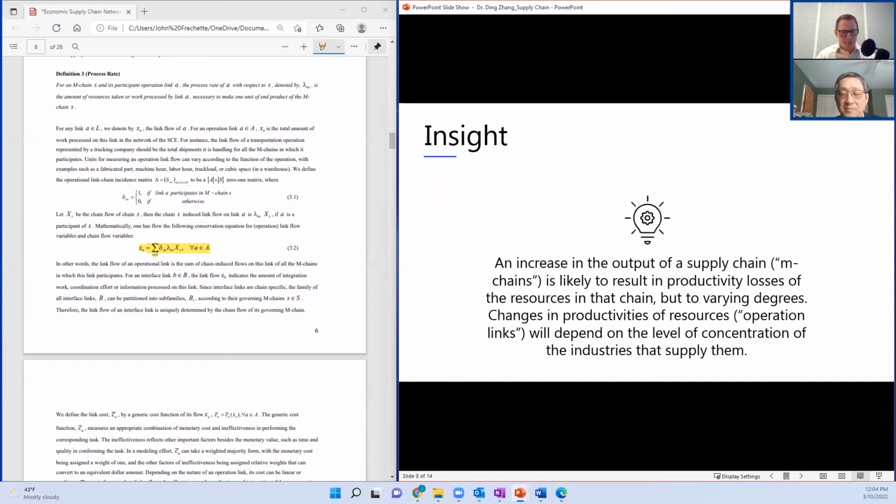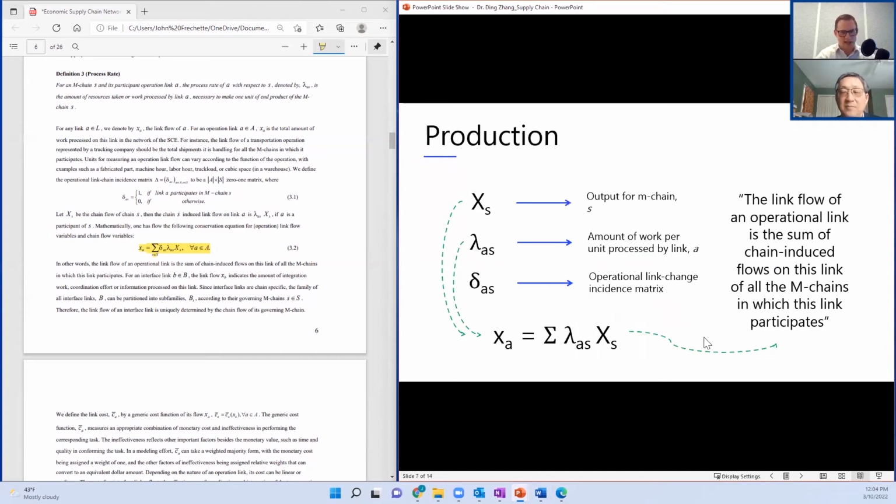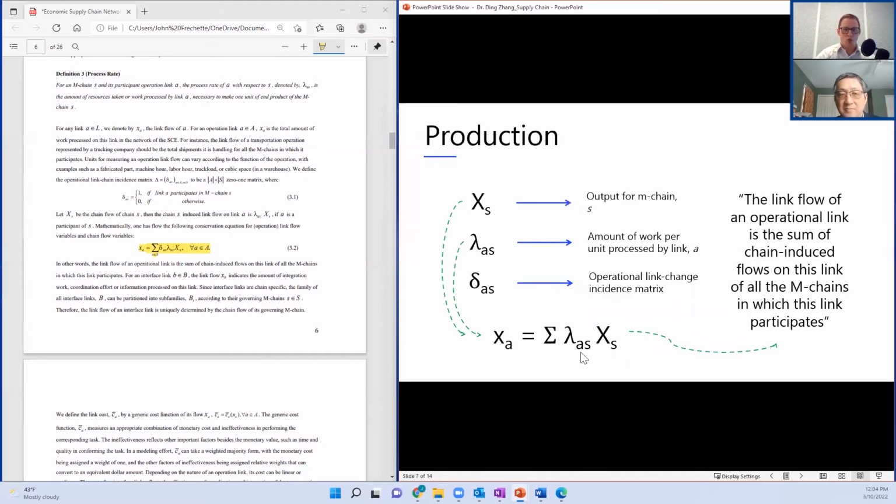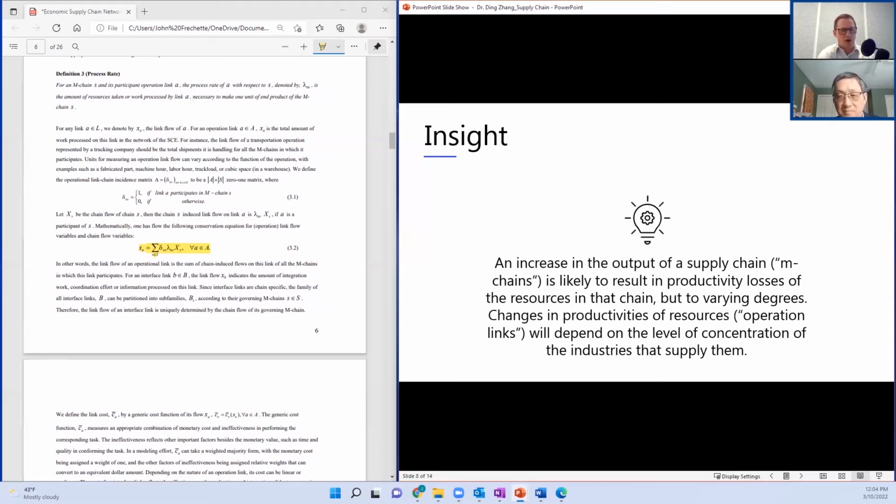Well, when the volume of M chain S increases, that's excess there, the operation link A will be used more intensely. So the principle in economics of diminishing marginal product tells us that efficiency will therefore decrease, and your lambda AS, the effort required to make each unit, will increase. Now, I guess maybe a quick note for any economists watching, you'll realize that I'm making a couple assumptions here.